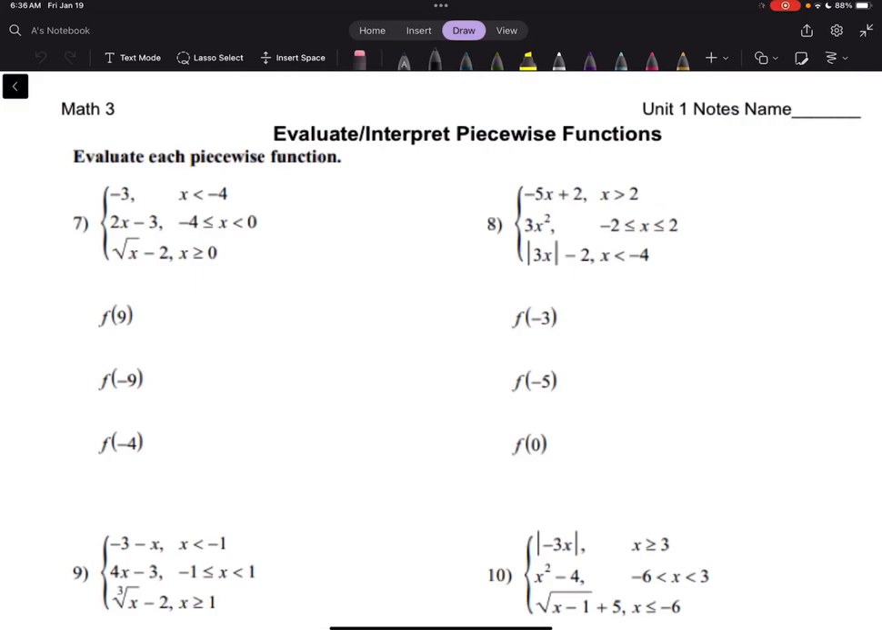Today we're going to be evaluating and interpreting piecewise functions. As we saw in the previous lesson, piecewise functions are a composition of several types of functions. We used linear and compared them to absolute value, but it's a composition of several different functions to make a new type of function, separated into pieces, or it can be a discrete function.